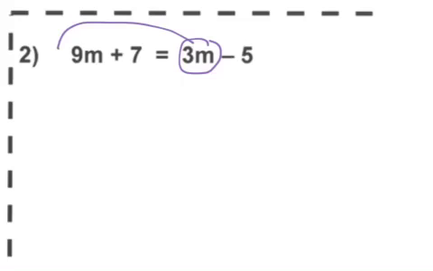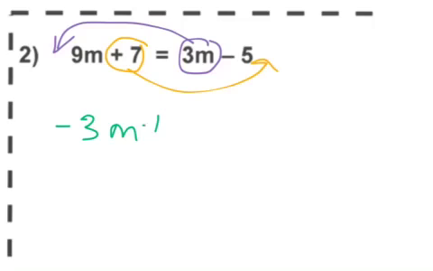Positive 3m wants to come be with the 9m. Oops, sorry. Let's undo that part. We want to take this +7 and move it over here to be with the -5. So that first step would be -3m plus the 9m is equal to -5 plus a -7. +7 moved over, it became negative. Okay, so that's the first layer of cleaning, of balancing.